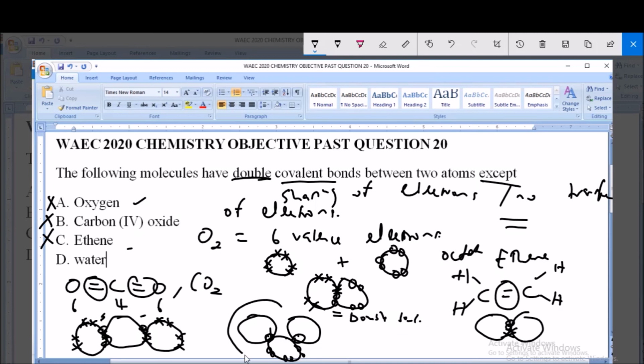And as you can rightly see in the water molecule, there is no double bond. So the correct answer is D, water. Water does not have double covalent bonds.